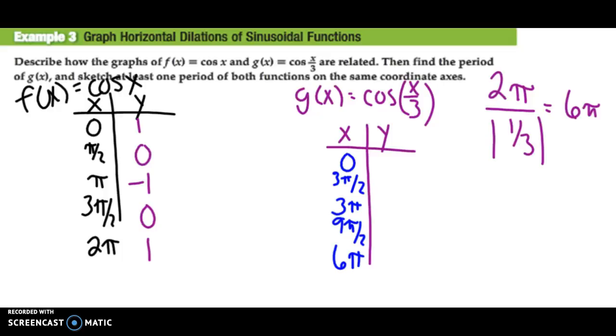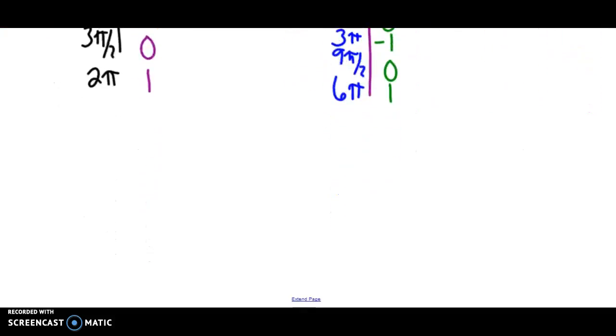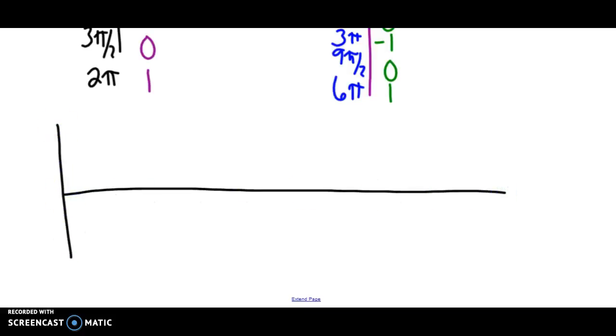So I put in my values of x into cosine of x divided by 3. And again, I'm going to get the same values. I'm going to get 1, 0, negative 1, 0, 1. And now you're probably confused about why I get the same values. Well, the reason I get the same values for y is because I changed what I put in for x. I changed my values. So let's graph this and see what we get. Now my y values stay between 1, 0, and negative 1. But what changes is my x values.